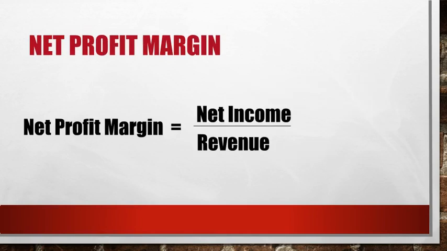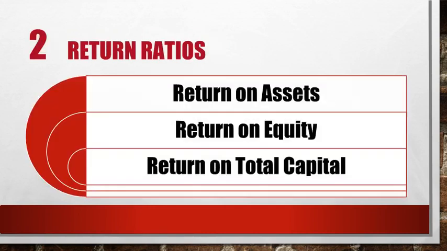Net profit margin refers to the percentage of profit a company generates from its revenues. In other words, this ratio indicates the amount of net profit a company is able to generate for every unit of increase in revenue. Return ratios indicate the ability of a company to produce returns for its shareholders.